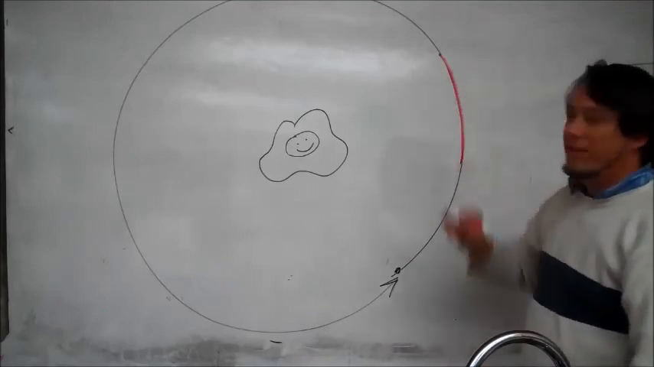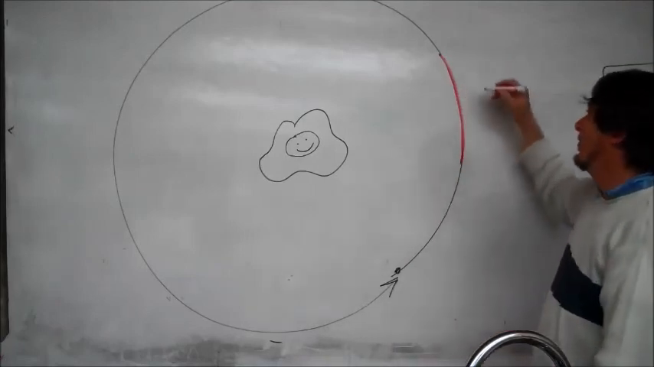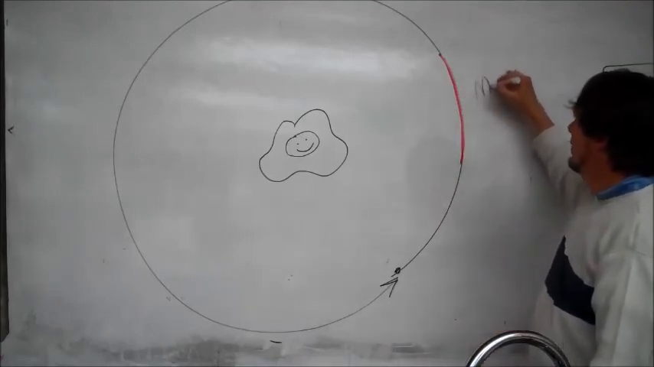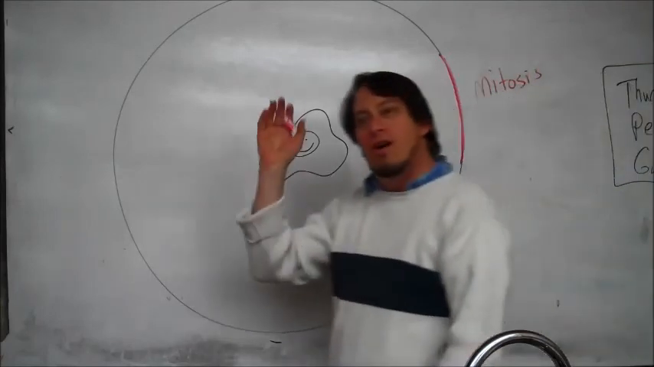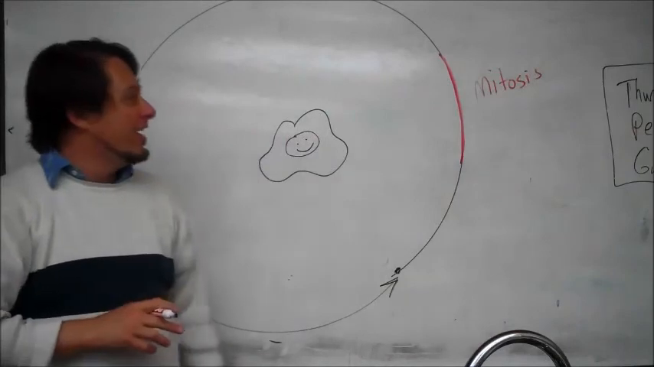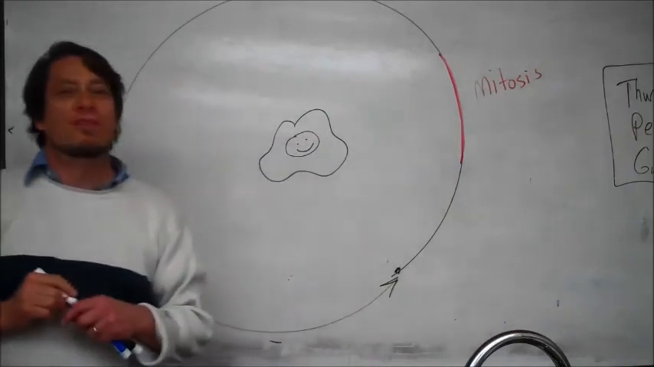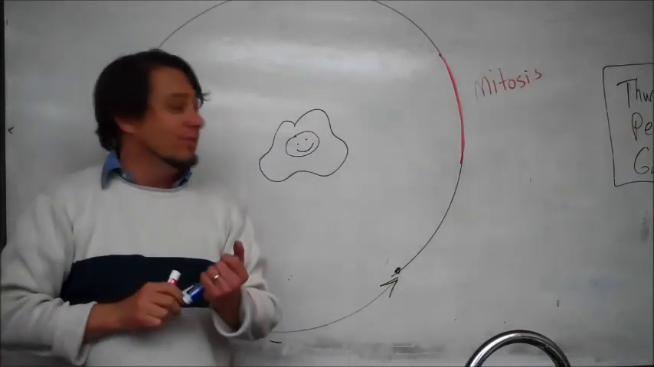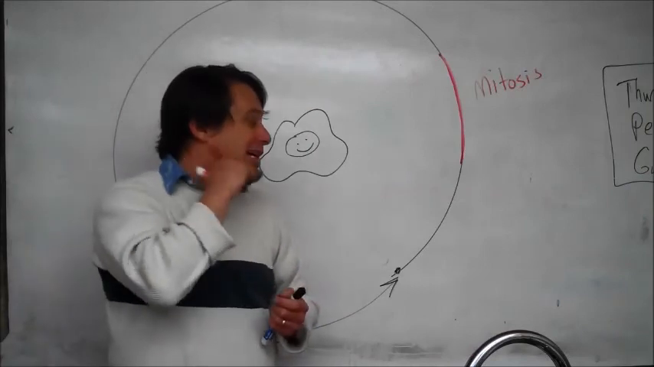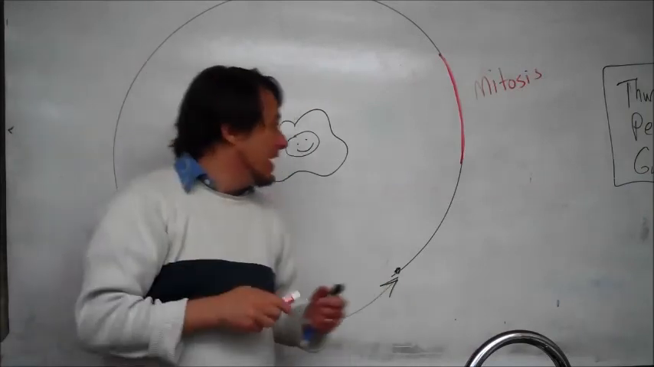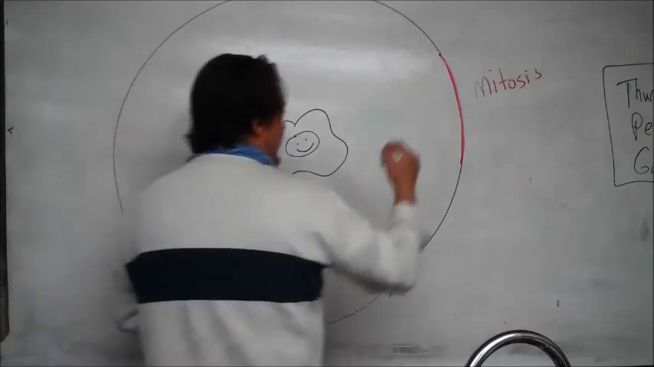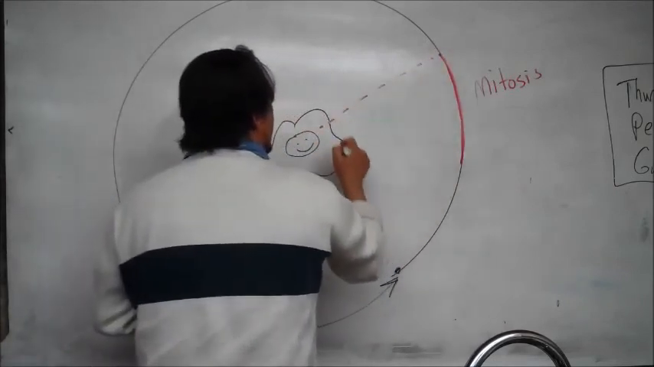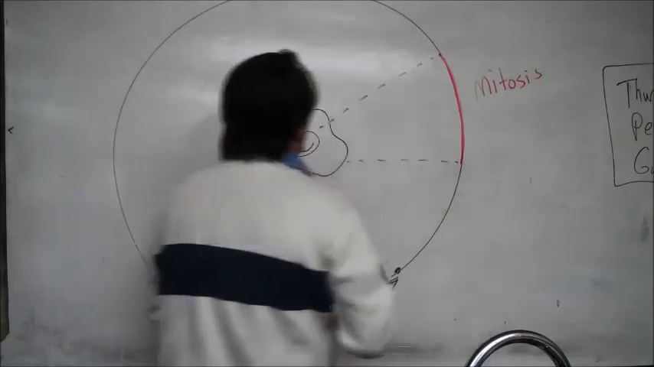So Jimmy's reproduction happens in a phase called mitosis. And that's a whole other cycle within a cycle, and we'll learn all the steps of that a little bit later in time. But for right now, that's not really what we're talking about, because that's only a little wedge of Jimmy's life.